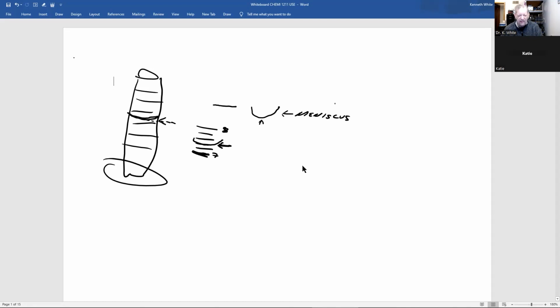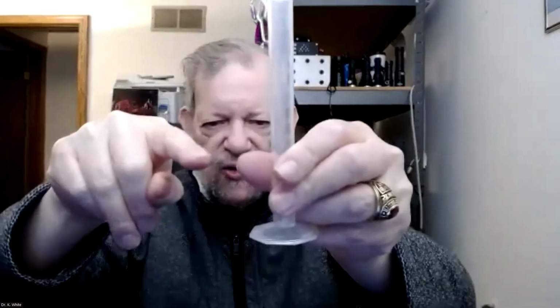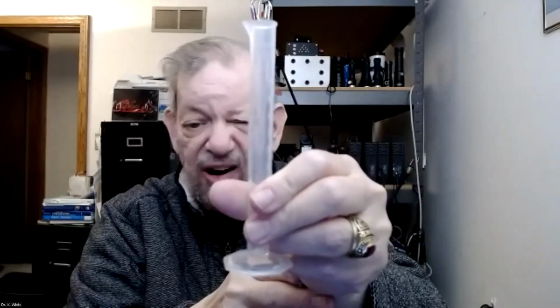So there's a line here that says 7. And each one of these in between is 0.2 milliliters. So notice this is 0.2, 0.4. If it's right on that line, I'm going to call it 7.40 milliliters. And that's how you read a graduated cylinder. You look for the meniscus. It's a U. Which line does it line up with?